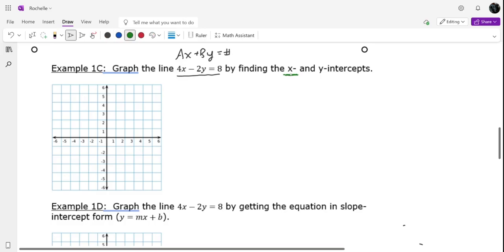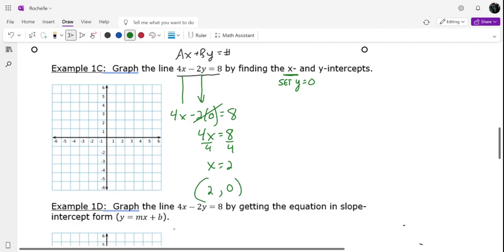To find the x-intercept, all we do is we set y equal to 0. So we're going to take this equation here, and in place of the y, we're going to plug in 0. And that would go away, and so I'd be left with 4x equals 8, or x equals 2. So that means since y is equal to 0 and x is equal to 2, I would have a point right here of 2, 0.